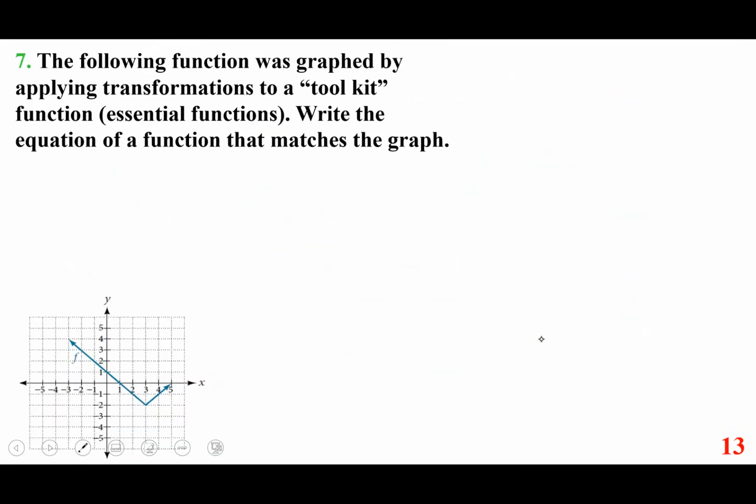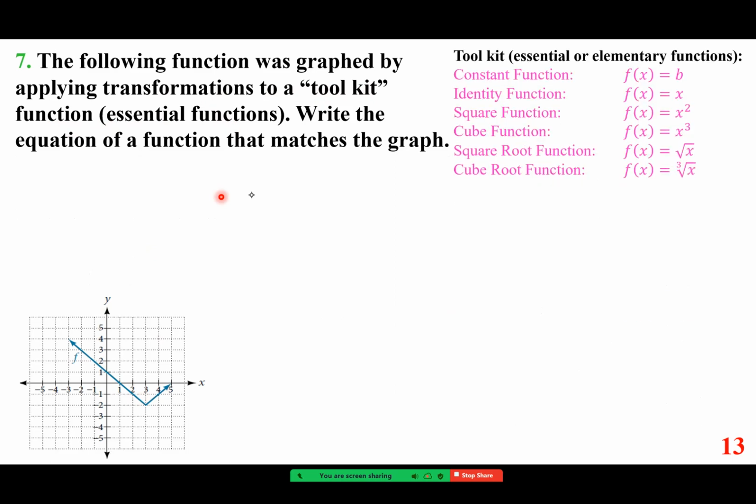All right. The following function was graphed by applying transformation to a toolkit or essential function. We want to write the equation of the function that matches the graph. First and foremost, here's a bunch of functions we should be very comfortable with and know their graphs.